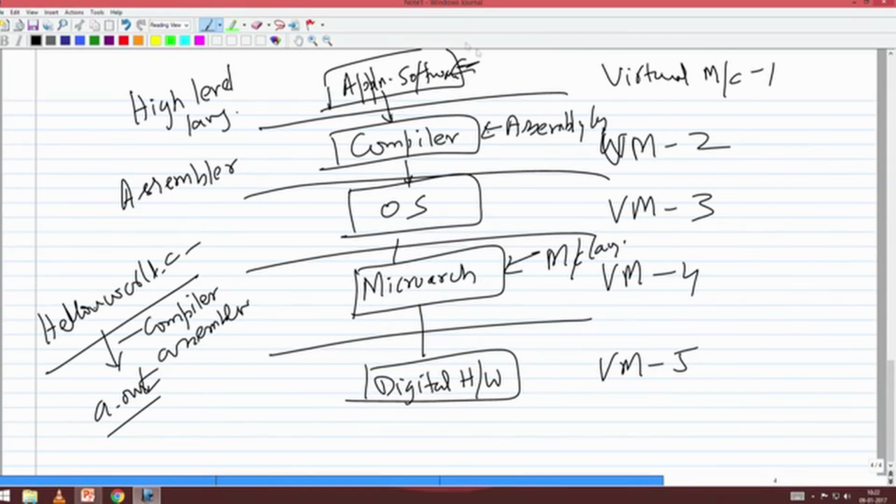So this virtual machine that you see on the topmost layer can understand one language, which is the high level language. The compiler basically takes the high level language and converts it into an assembly language. The microarchitecture can understand only the machine language. So there is an interpreter or an assembler which will convert that compiled assembly language program into zeros and ones, which is the machine language.